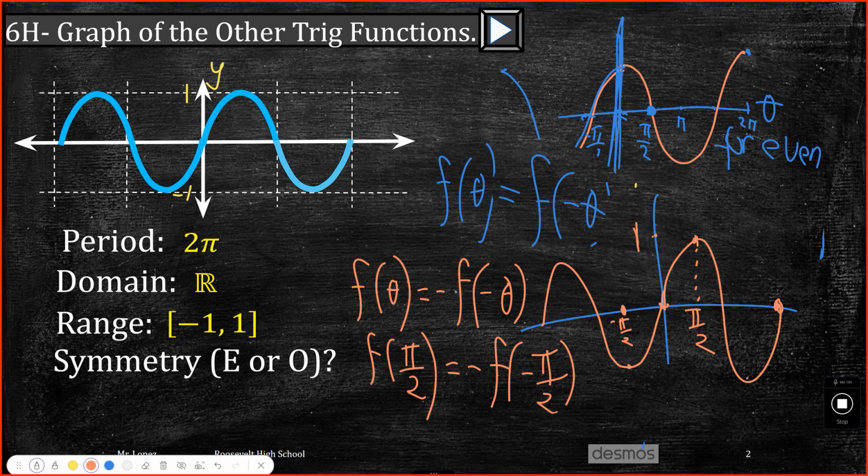Adam, your mom's here. Look, do you guys really understand what inputs and outputs are? F of pi by 2 is what? 1. F of pi by 2 is 1. Yes or no?